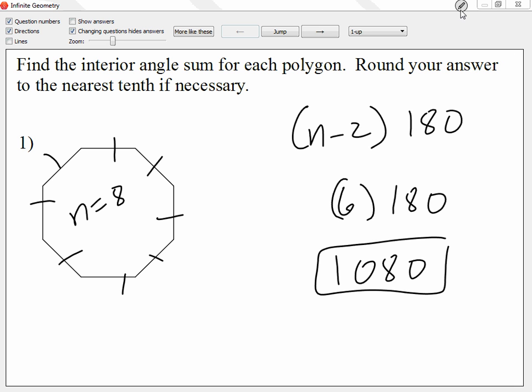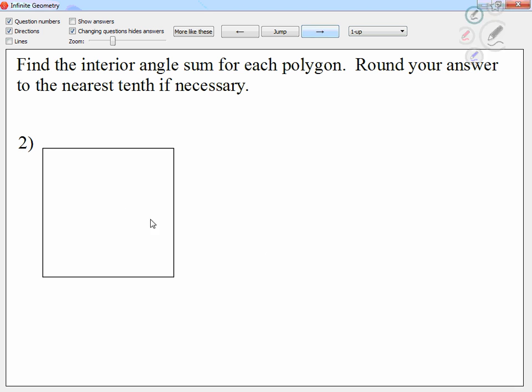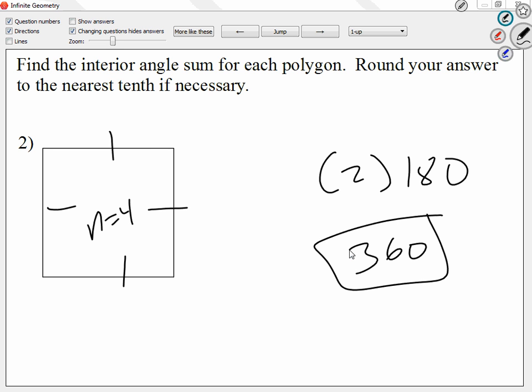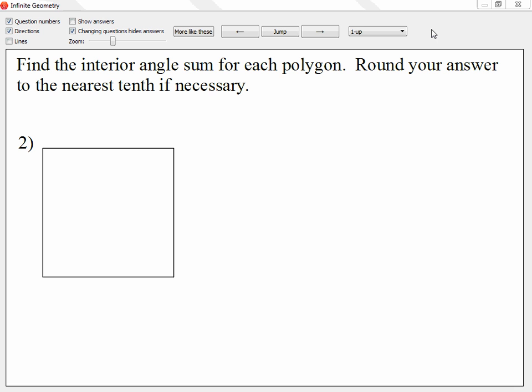Let me take a look at question number 2. I'm going to count how many sides. 1, 2, 3, 4. So n equals 4. So to calculate how much the angles on the inside add up to, I'm going to go 2 times 180. Remember the 2 because I went n minus 2. That's how the 2 came along. 2 times 180 is what? 360. But we knew already that the angle sum of a quadrilateral is 360, so it makes sense. Any questions on the first 10?